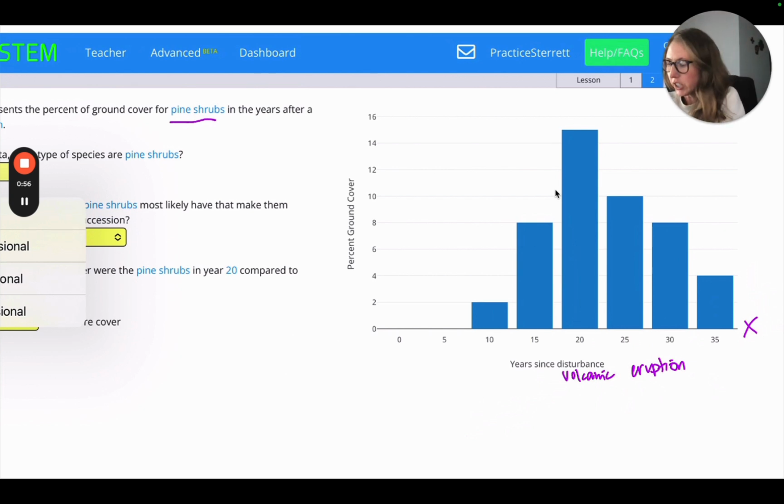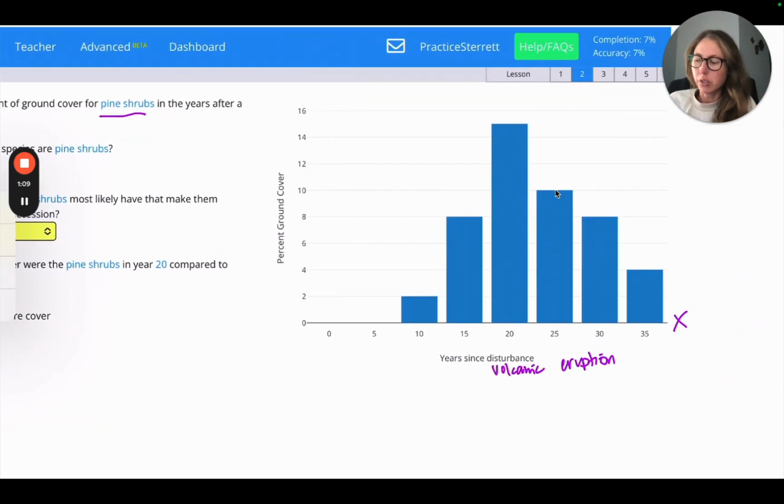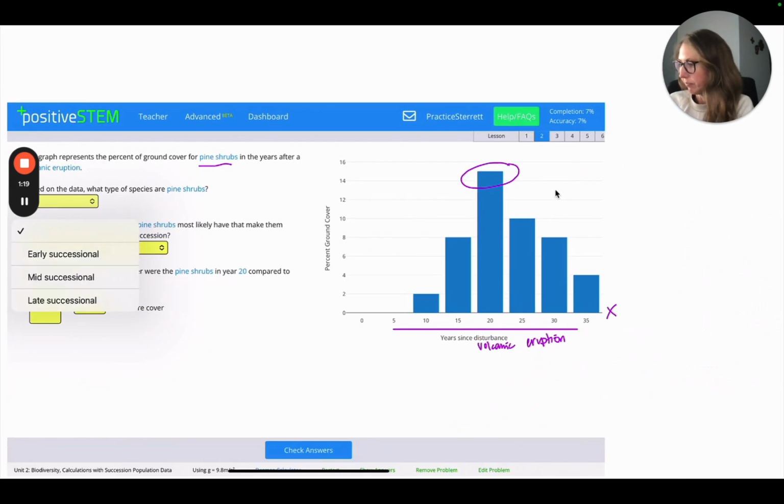So the first question is asking, based on the data, which type of species are pine shrubs? And we're going to choose early, mid, or late successional. This isn't something you just want to know. This is something that you want to be able to interpret from a graph. So since the pine shrubs are peaking near the middle of this graph, we're going to consider them a mid-successional species. So you will choose that.